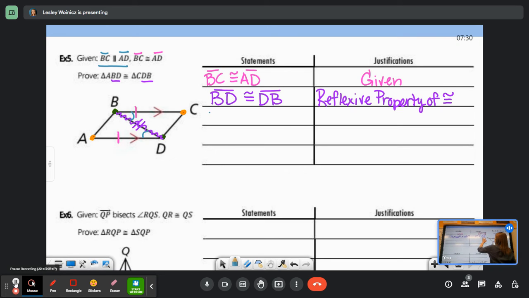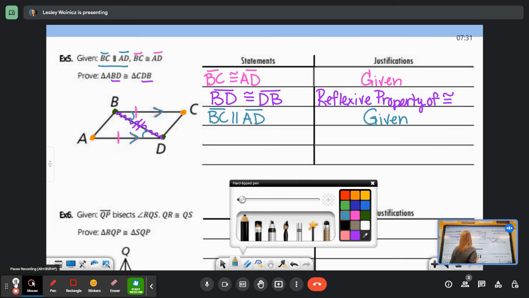So let me write that. BC, did I say congruent? I meant parallel. BC is parallel to AD. Those segments are parallel. Not congruent, they're parallel. That's these marks. Those are parallel marks. Okay, and that was given.